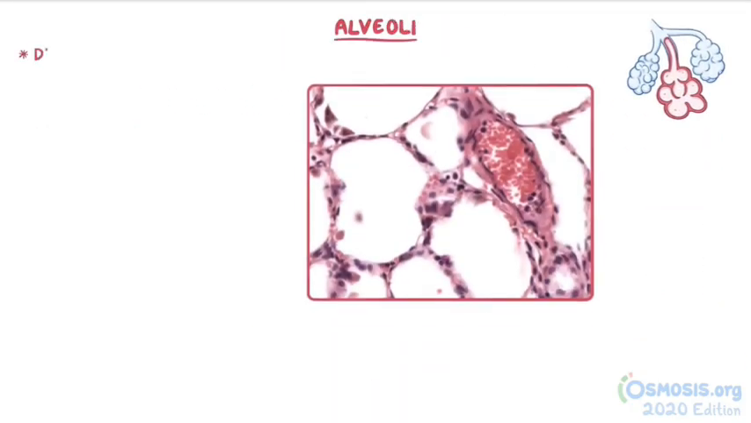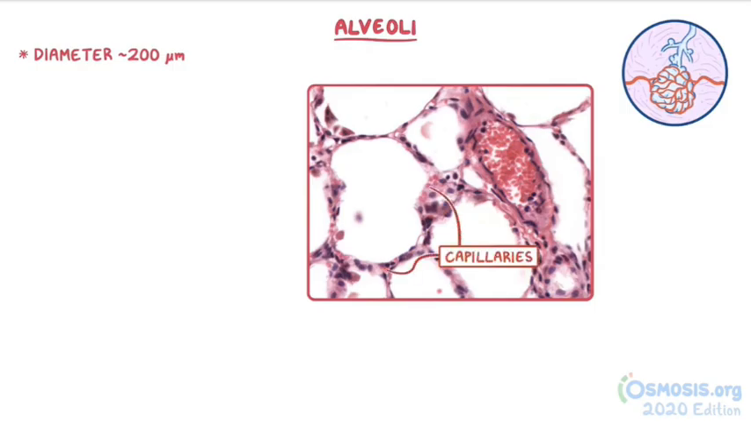The alveoli have diameters about 200 micrometers wide and have small capillaries that allow red blood cells to be in close proximity with inspired air. In this image, there's also a large blood vessel on the right side.